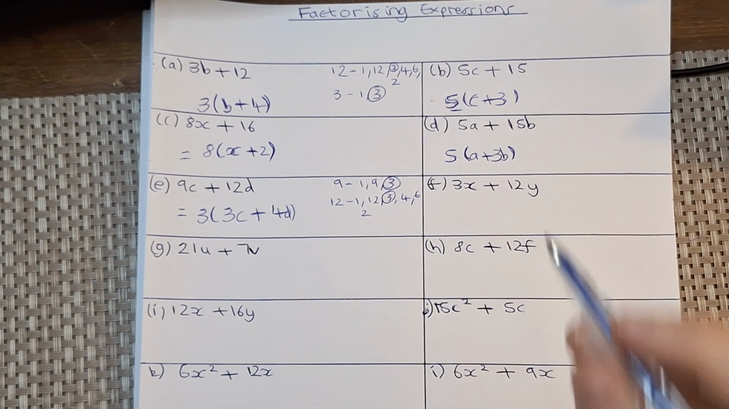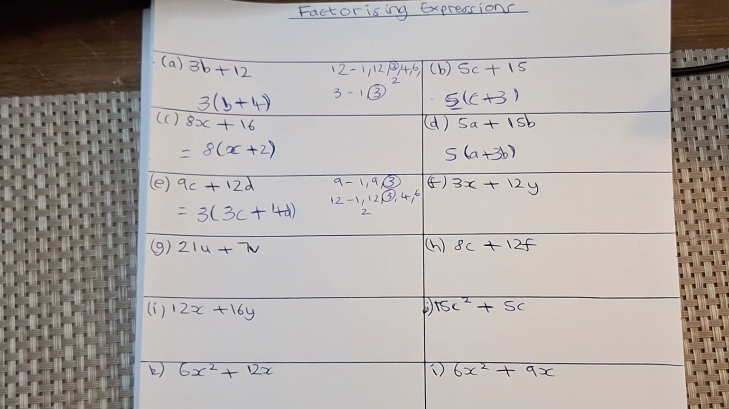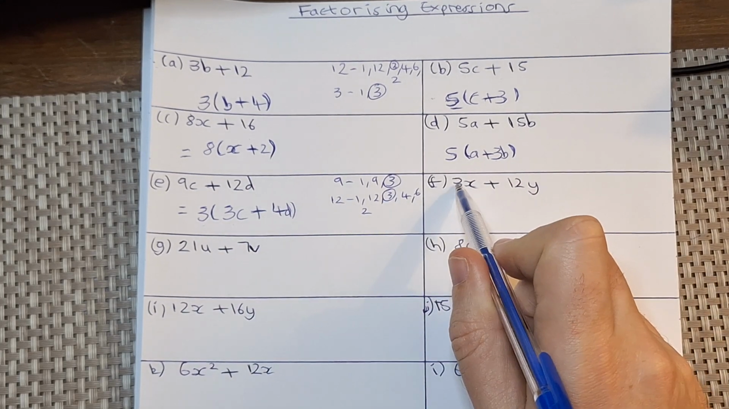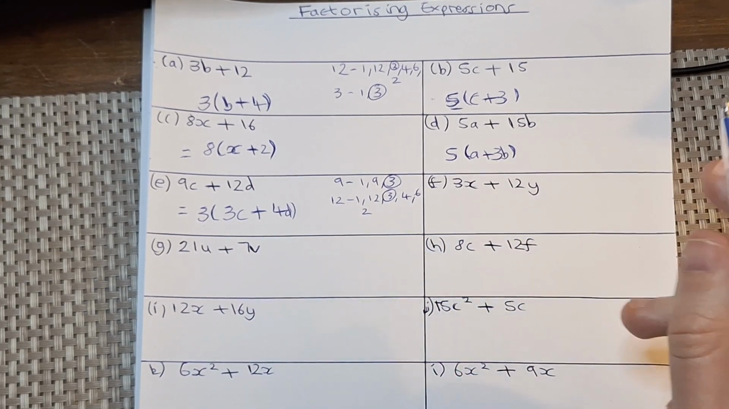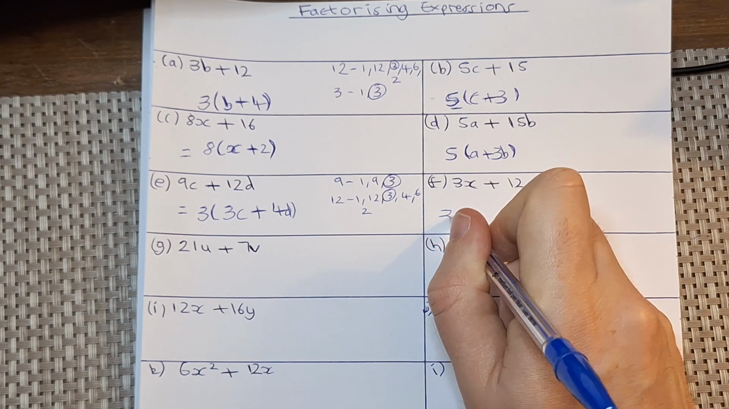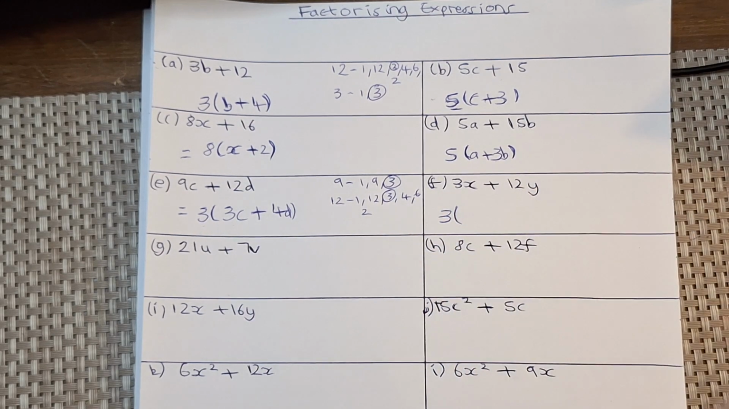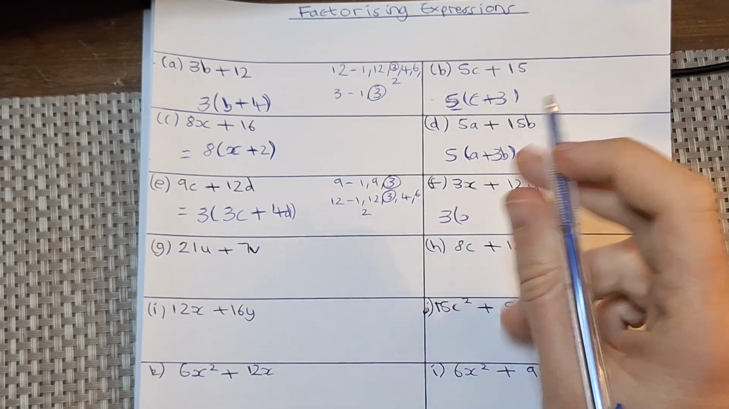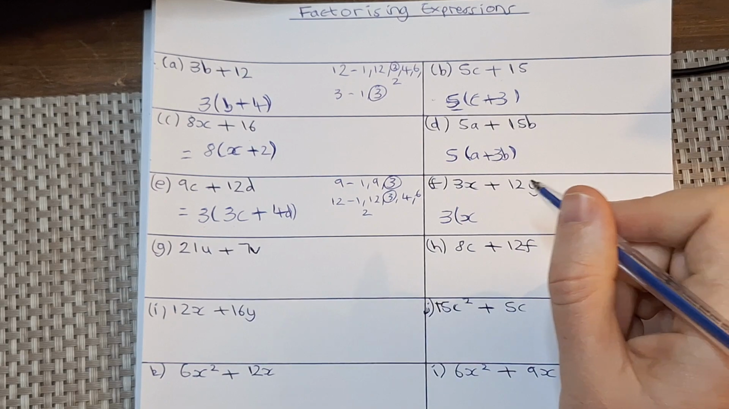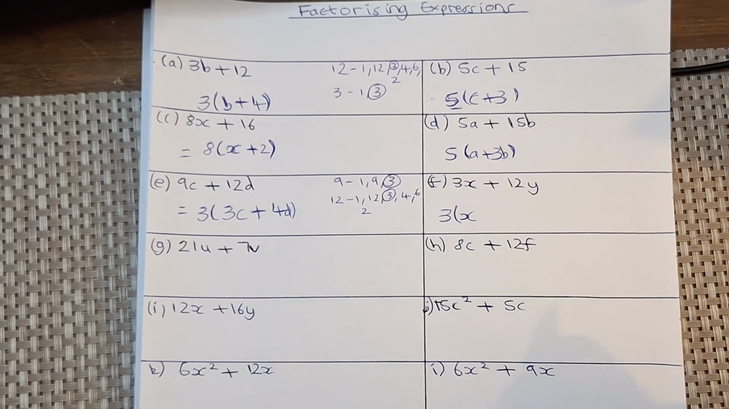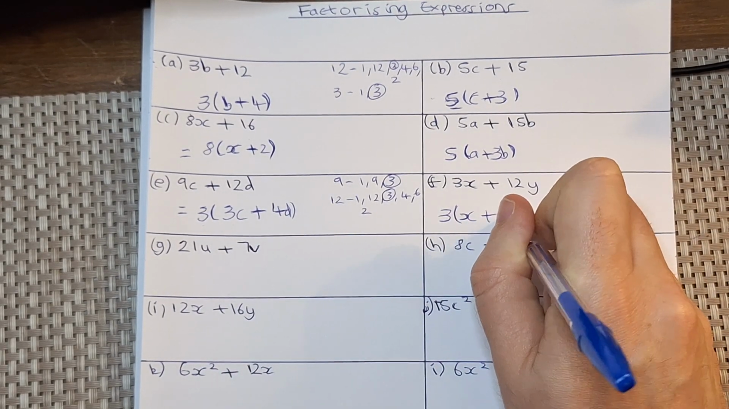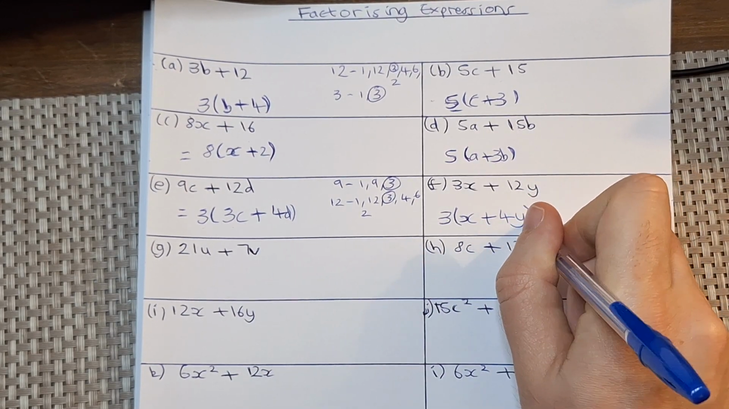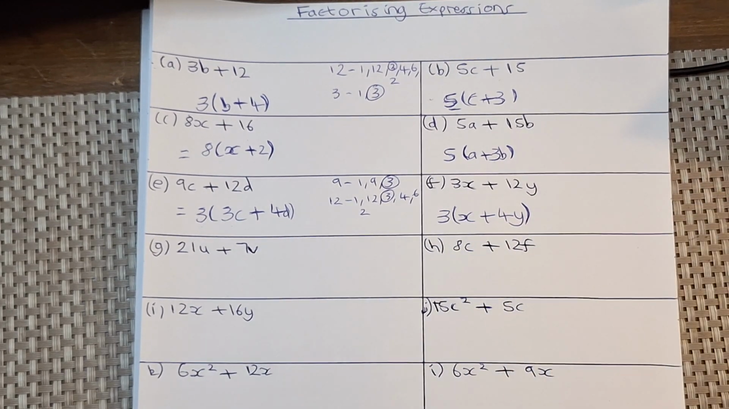Next question, we have 3x plus 12y. The highest common factor here is going to be 3, because the factors of 3 are 1 and 3, and 3 goes into 12. So 3 is going to be outside the bracket. What do we multiply 3 by to get 3x? Simply x. And what do we multiply 3 by to get 12y? It's simply 4y, because 3 times 4 is 12, and we simply add the y. 3 times 4y is 12y.